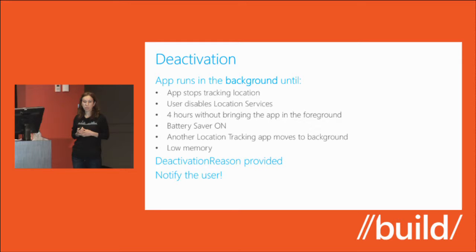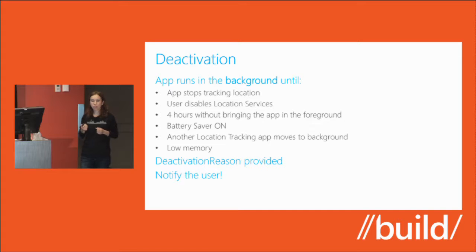When the user disables location services on the phone, naturally, nothing runs, no applications can track location. So in that case, they are being deactivated, or they don't even move to the background to start with. And the app is also deactivated if the user didn't return to the app within 4 hours. We consider that the user lost interest in that application, and we would rather deactivate it to conserve power.